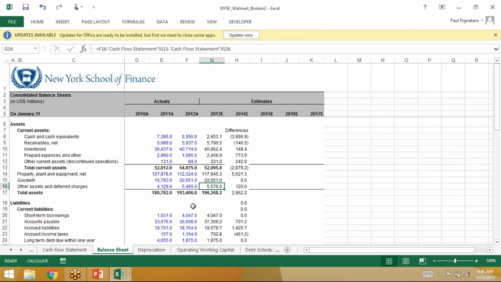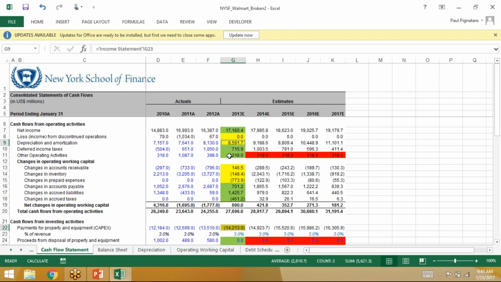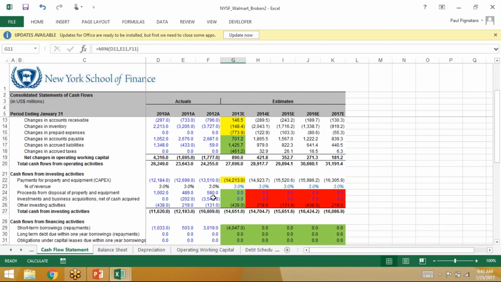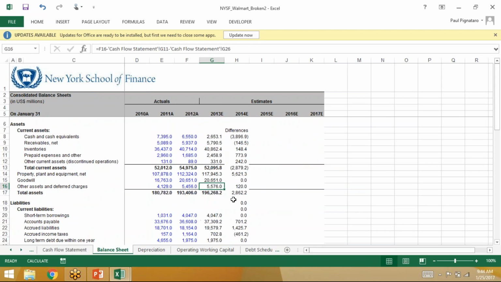Other assets and deferred charges is going up by 120. So what should I see? Minus 120. It's pulling from G11 and G26. Let's see if that makes sense. G11 is other operating activities, and G26 is other investing activities. Sounds like it makes sense. Negative 120 will make it go up by 120. So it looks okay. All right, so it looks like our assets are fine.